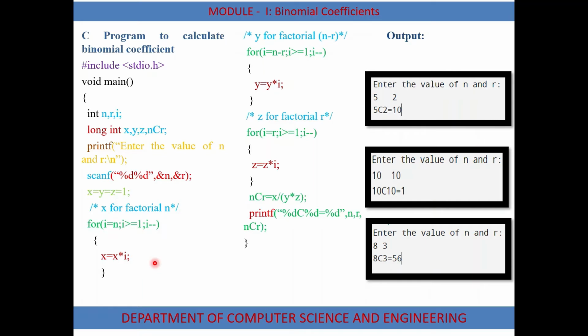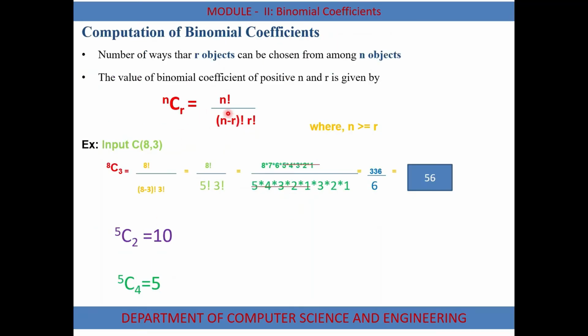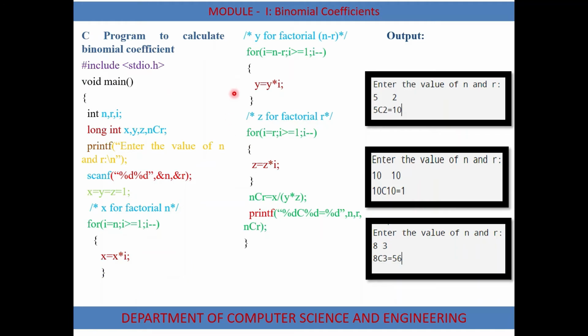Now we go for this term n minus r factorial. In the program this term is represented using the variable y. So perform the operation. So calculate y as factorial of n minus r. What is the condition here? I is equal to n minus r. So here this is applied for n factorial, so the initial value of I is n. Here we are considering y for n minus r factorial, so the initial value of I is n minus r.